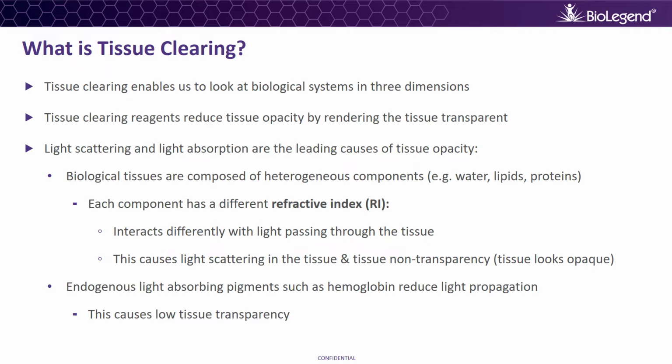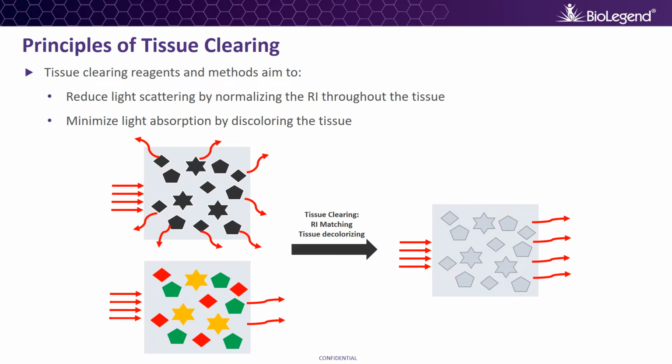Light absorption is another reason why tissues look opaque. This is due to endogenous light-absorbing pigments such as hemoglobin, which reduce light propagation, therefore contributing to low tissue transparency. As you can see in this slide, tissue clearing reagents and methods aim to make tissues transparent by reducing light scattering in tissues, by normalizing the RI throughout the tissue, and by minimizing light absorption by discoloring the tissue.